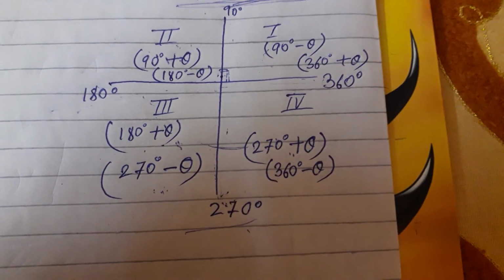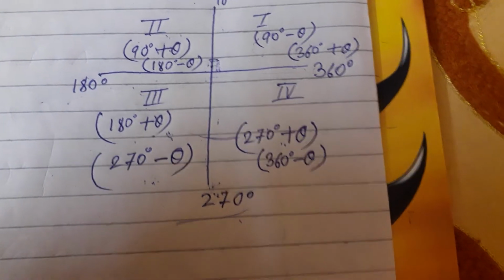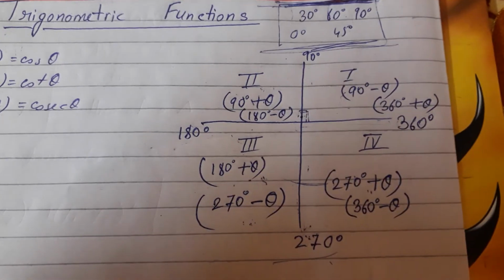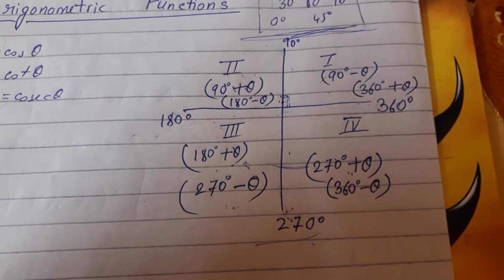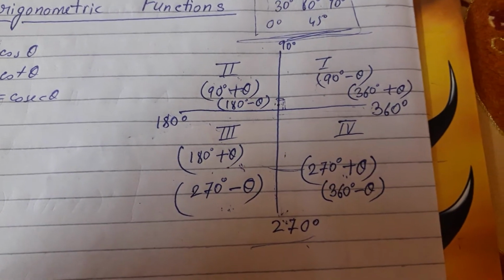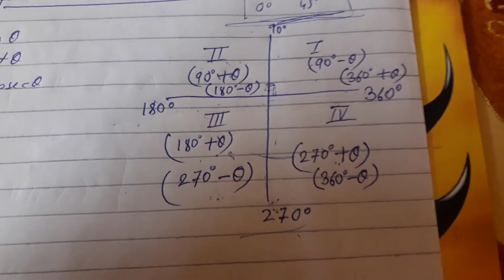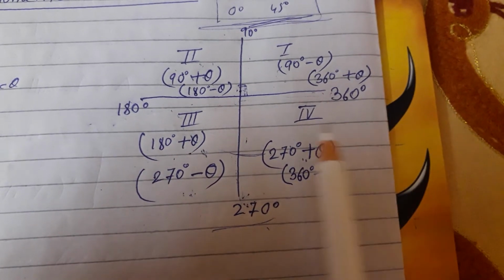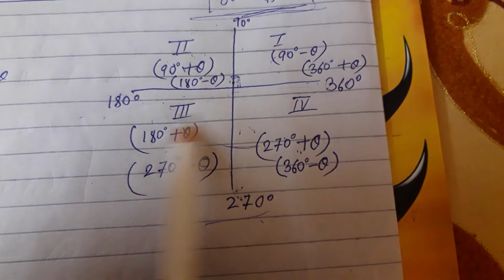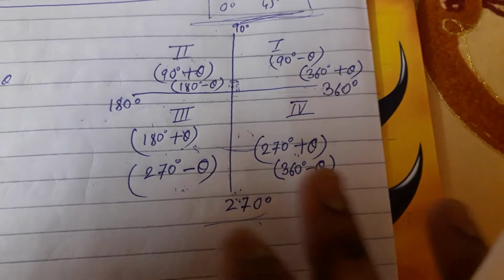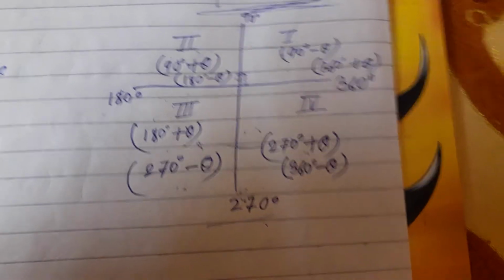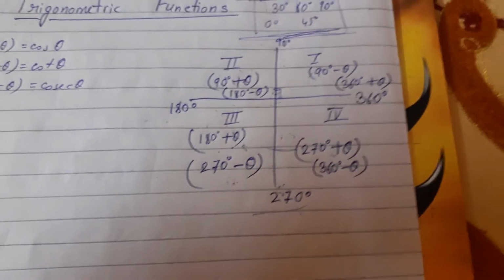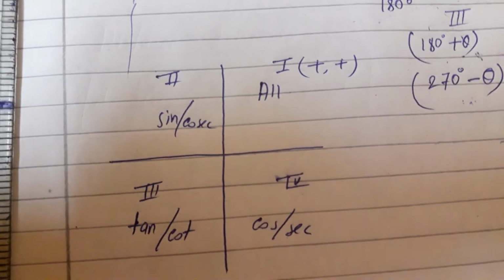Now see why I am showing you all this. The chapter name is trigonometric functions. Up to class 10 you have already learned about trigonometric ratios, but here you have to learn about trigonometric functions. And when you are going to learn about trigonometric functions, you have to know these concepts of the four quadrants and all this about the graphs. Now see the relation between these trigonometric functions and the graphs. This is the most interesting part. Now see this graph.